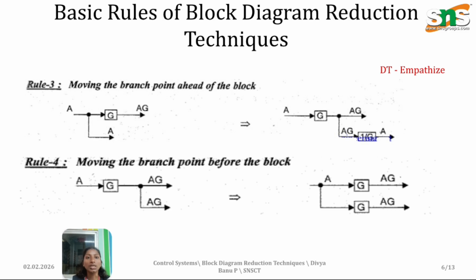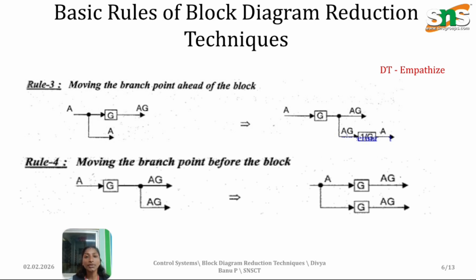Coming to rule 3, moving the branch point ahead of the block. In some problems, we will not be able to solve because two or three branch points will be at the same point, or we will not have a proper place to apply the rule. At that time, we have to move ahead or move before. So rule 3 is moving the branch point ahead of the block G. When we move ahead, we have to add 1 by G to the line from the branch point.